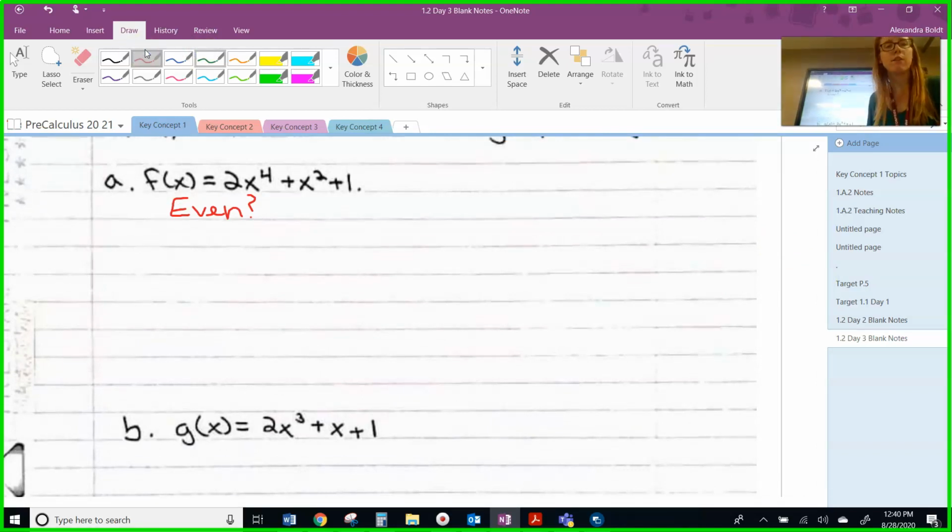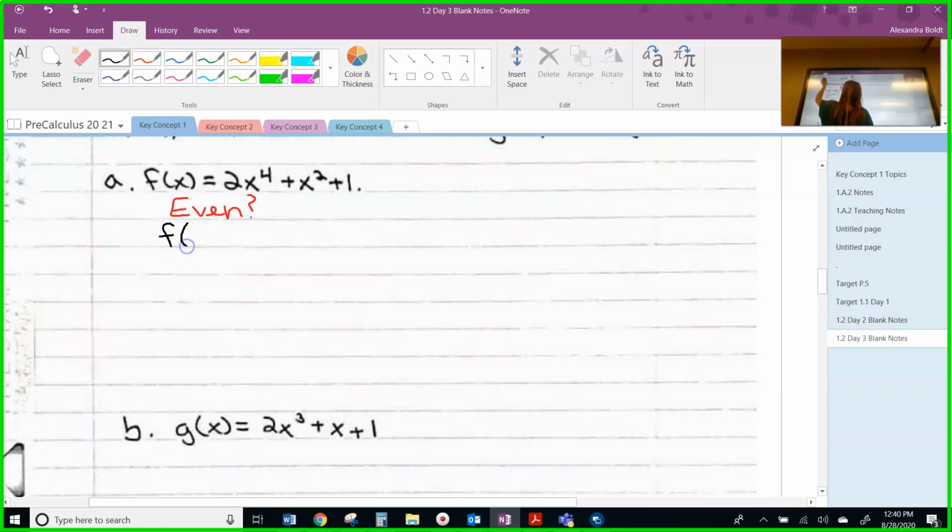So what we do with f of negative x is anywhere there's an x, I'm going to put in that negative. So there's an x here, so instead of x, I put parentheses, and I put negative x to the fourth. Plus, again, there's an x, so I put negative x squared.